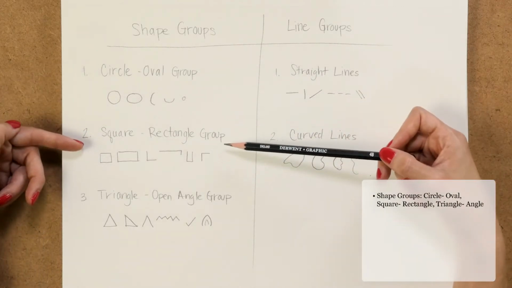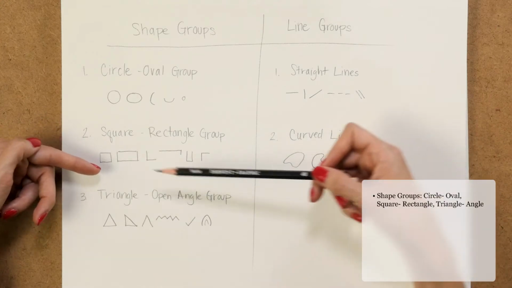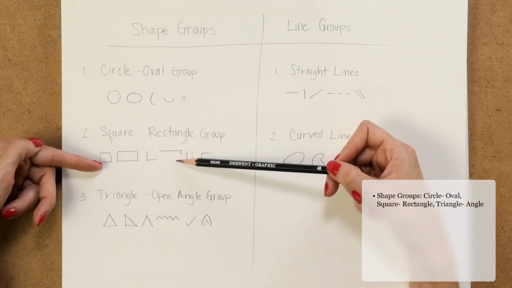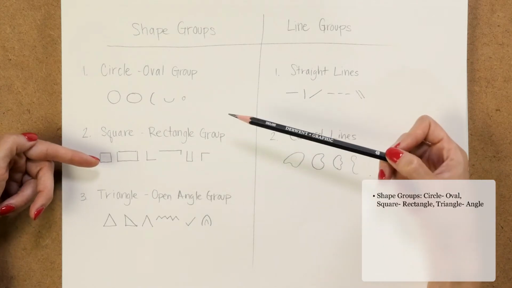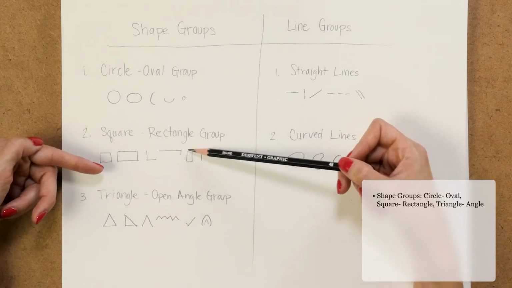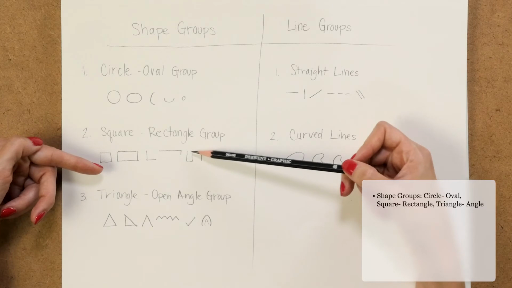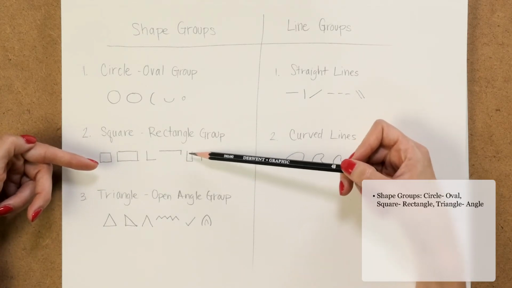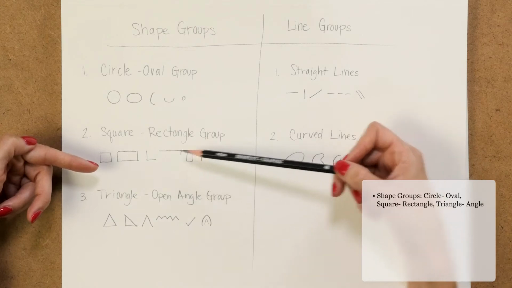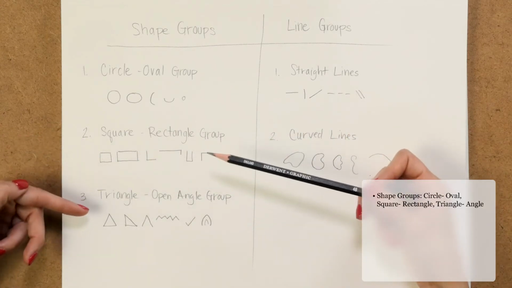Our second group is the square rectangle group. So again, those might vary in size. They might be solid or open. They might be partial rectangles. They might be missing one leg of one of those shapes, but you're going to be looking at the object for, is there an open rectangle here? Is there a solid rectangle here?